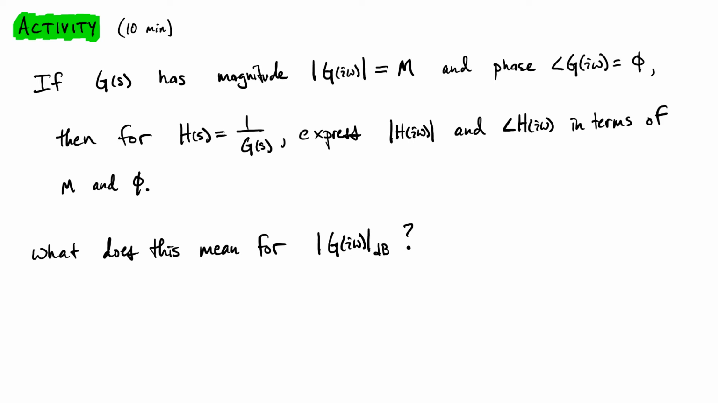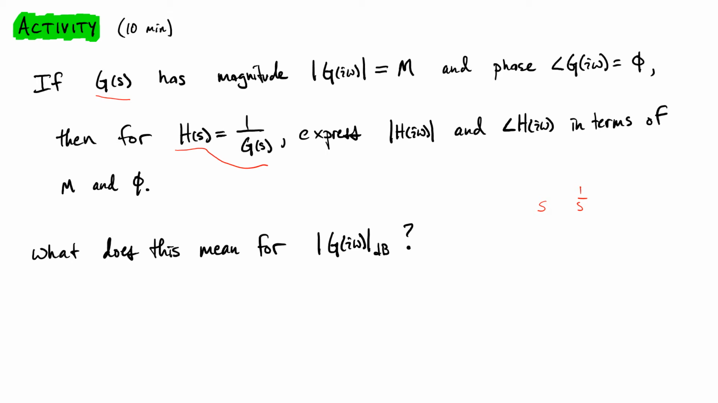In this activity, we're going to establish a useful identity for understanding how a transfer function and the reciprocal of that transfer function are related in terms of their Bode plots. This becomes useful in being able to establish connections between a zero and a pole and how they affect the overall Bode plot in different ways. We've actually already seen an example of this between the transfer functions s and 1 over s. So let's go ahead and establish this.